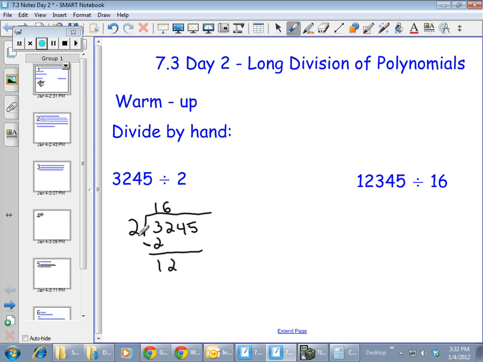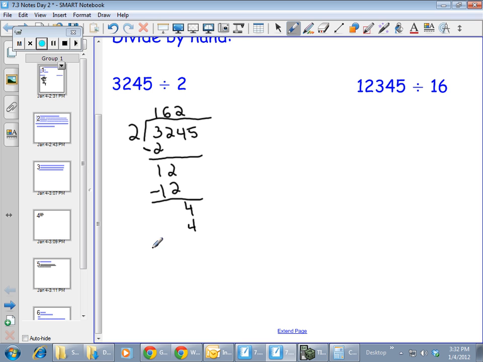Then we do 6 times 2, that's 12. And so 12 minus 12 is 0. So then we bring down the 4. 2 goes into 4 2 times. 2 times 2 is 4. Make my page a little longer here. Subtract them. 4 minus 4 is 0, so drop down the 5.